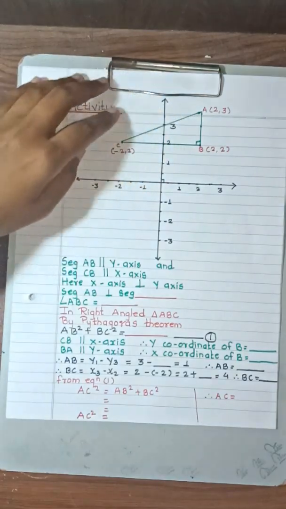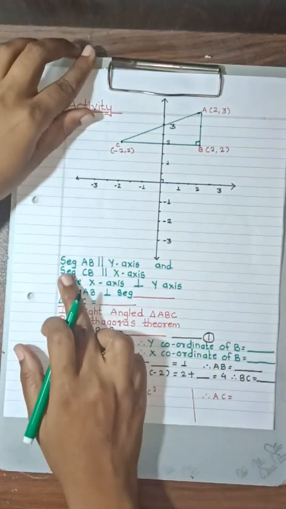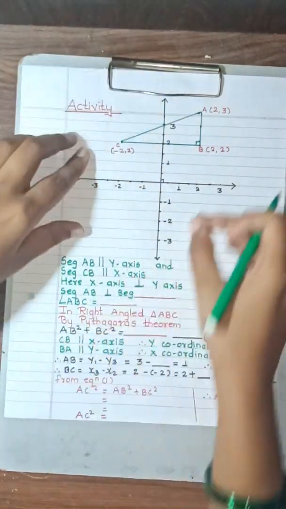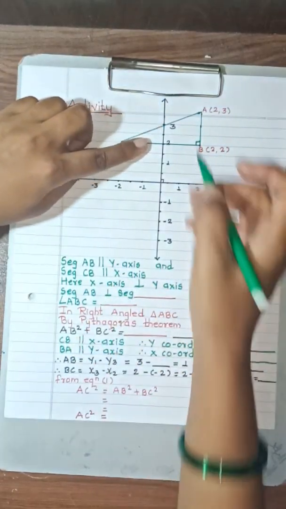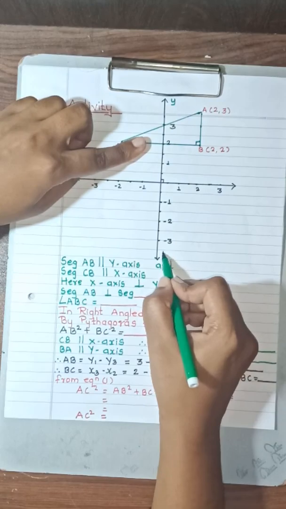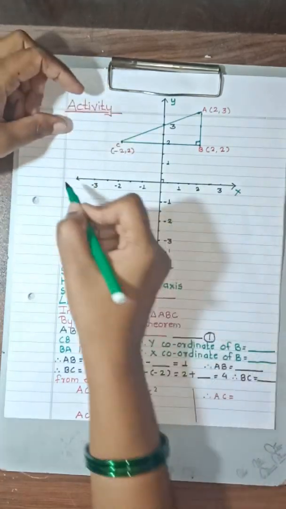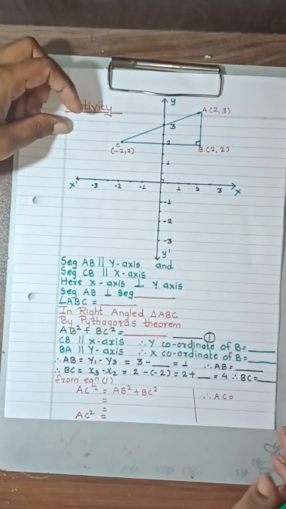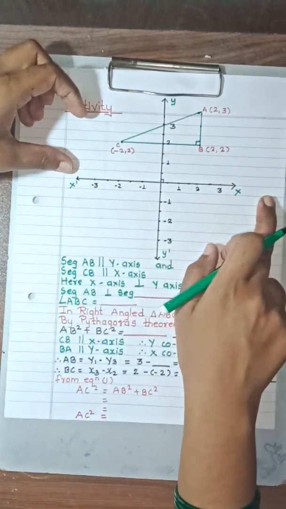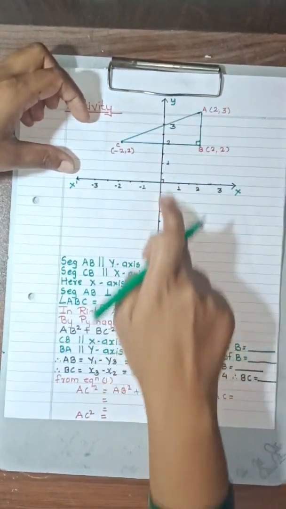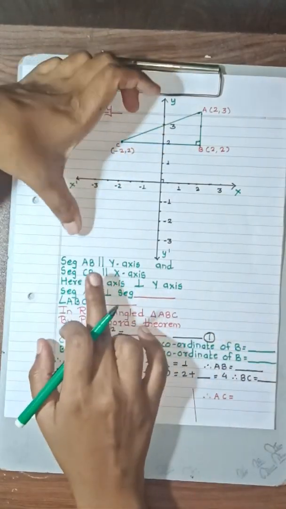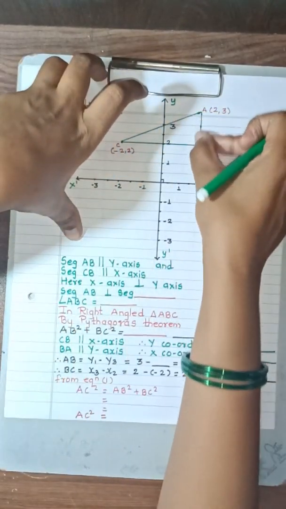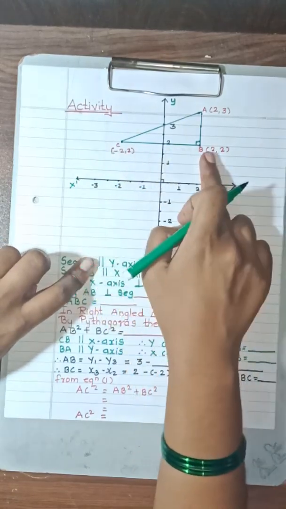Okay. Now children, if you see this seg AB, it is parallel to the y axis. You can see this is your y and here I'll write y dash. This is your x axis and here I'll write x dash. This whole line is called the x axis and this whole line is called the y axis.